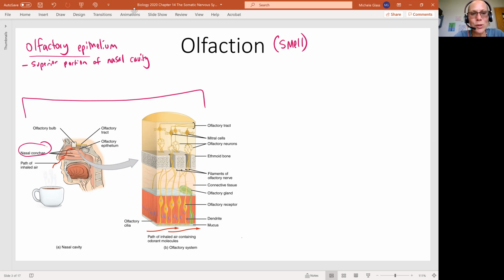These ridges are super important because they're really doing three things. These ridges create turbulence, and the turbulence is important because it warms your air. Because of this turbulence, the air stays in the nasal cavity longer, allowing the air to become similar to your internal body temperature. It's going to be more comfortable as it comes in. So that's the first important thing. The second important thing is that as the air bumps around in those nasal conchae, it's going to humidify.